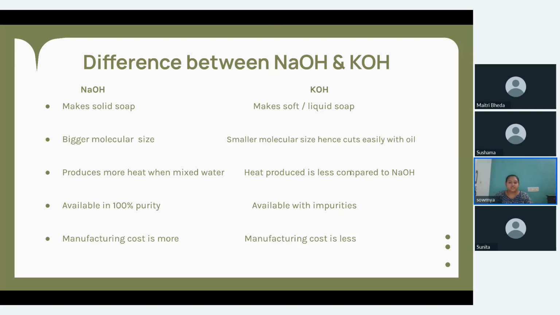The commercially available potassium hydroxide is never 100% pure, but sodium hydroxide is always 100% pure. And the manufacturing method of making sodium hydroxide is very cheap and easy because it is made from table salt only. Sodium chloride undergoes hydrolysis to give you sodium hydroxide. But potassium hydroxide, the manufacturing cost is a little higher compared to sodium hydroxide.